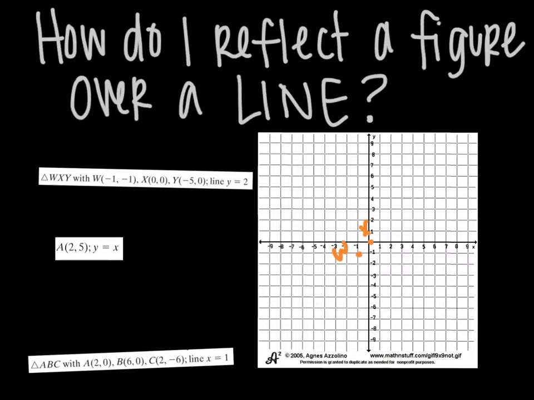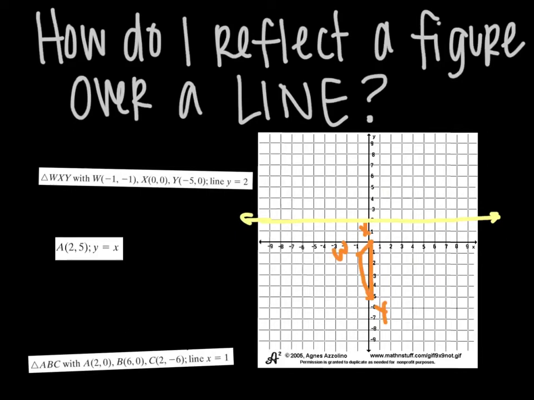And Y is -5, 0. So here's a lovely triangle. And then this is reflected over Y equals 2. So we're talking about the Y-axis being the line of 2. So here's my line of reflection.